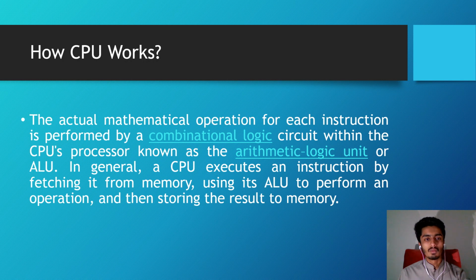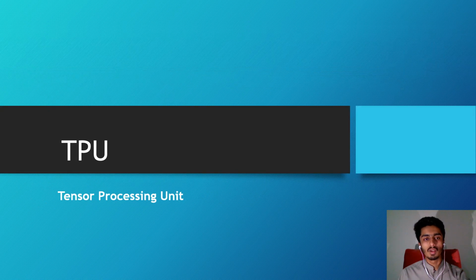How CPU basically works. The actual mathematical operation for each instruction is performed by a combinational logic circuit within the CPU's processor known as the arithmetic logic unit or ALU. In general, a CPU executes an instruction by fetching it from memory, using its ALU to perform an operation, and then storing the result to memory. This was all about CPU.